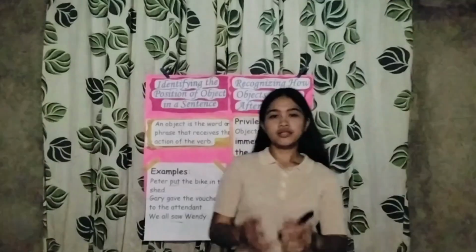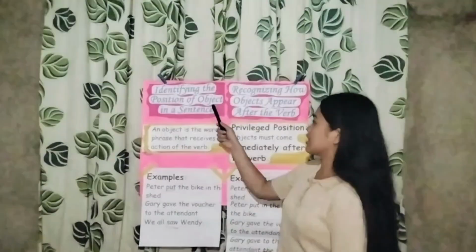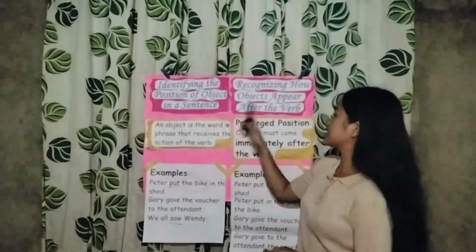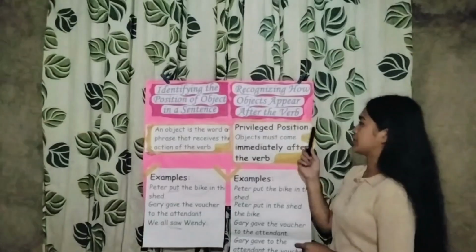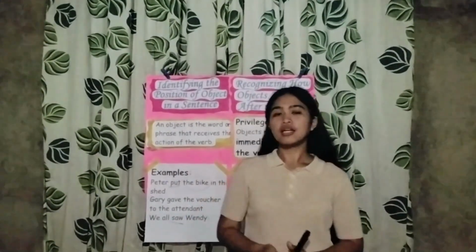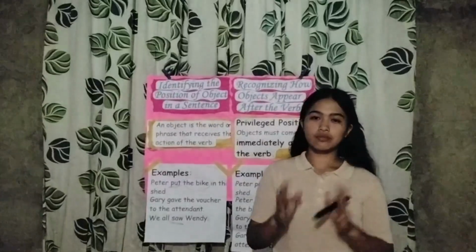That's all. Thank you. Everyone, in continuation of the discussion of the object in a sentence, we'll focus on two things, which are identifying the position of the object in a sentence and recognizing how the object appears after the verb. First, we must know what an object is. An object is a word or phrase that receives the action of the verb.